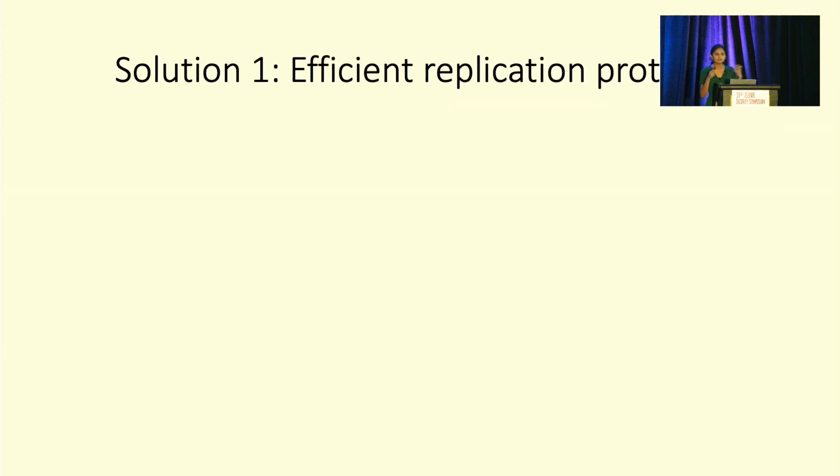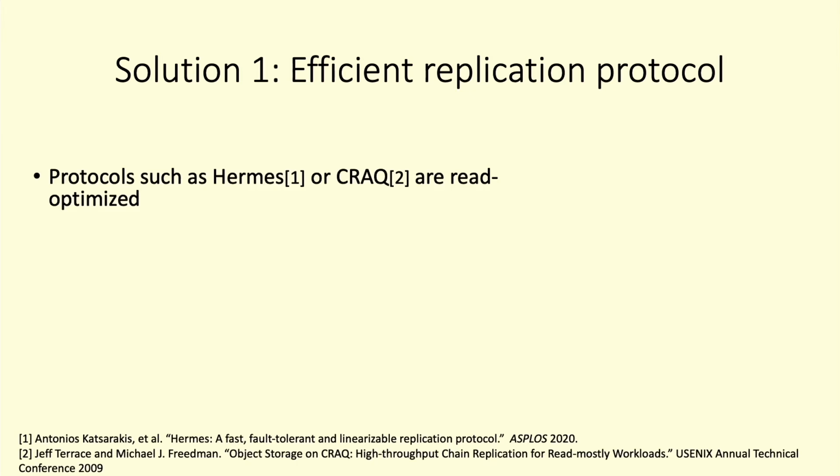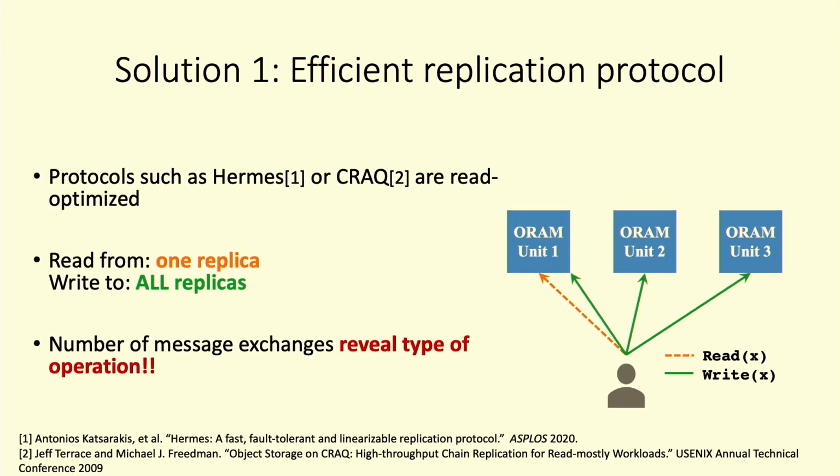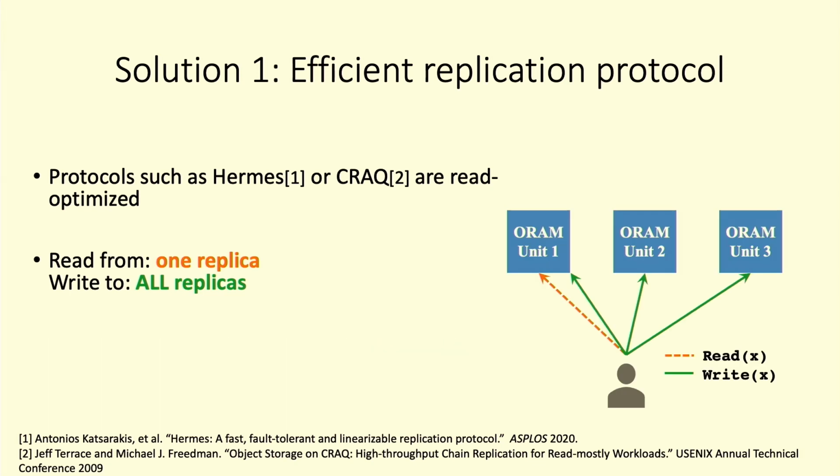So I'm going to first take an efficient existing solution in designing QuORAM, solutions such as Hermes and CRAQ that are read optimized, in that when a client wants to read the data, it reads from a single replica. When it wants to write the data, it writes to all the replicas. So we see that this is read optimized.